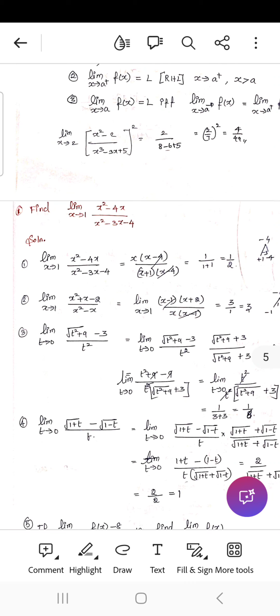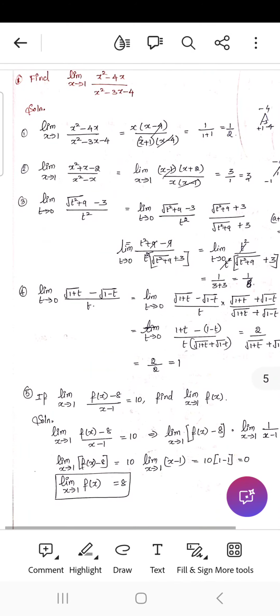So factorize these terms. x square plus x minus 2, factor of x minus 1 into x plus 2. In the denominator, take x common outside, x into x minus 1. x minus 1 cancel out. After this, substituting x equal to 1, we will get 2.